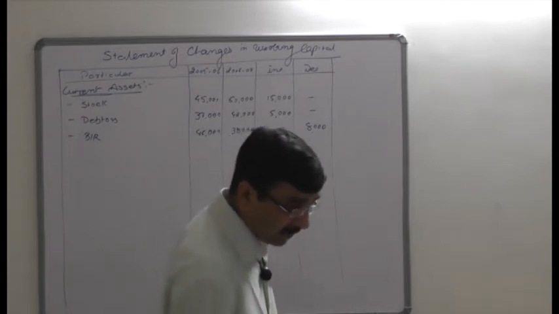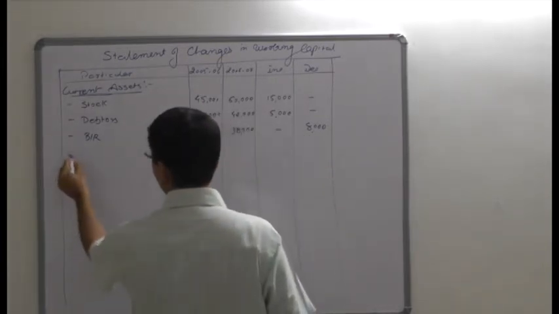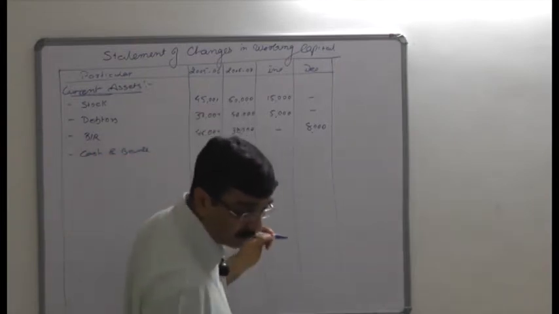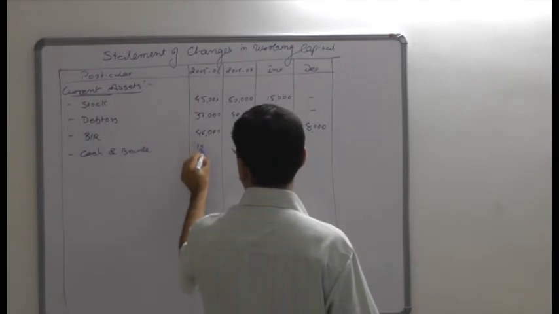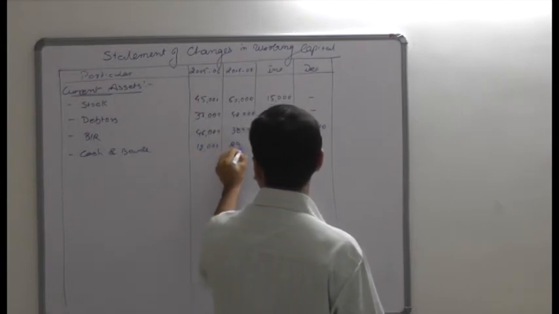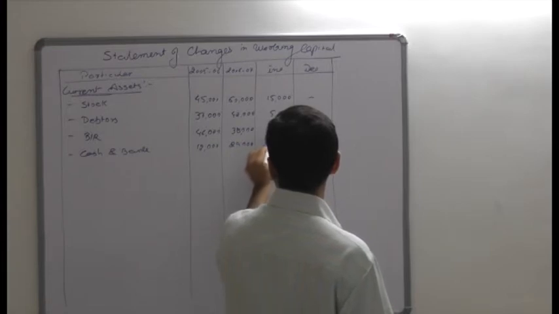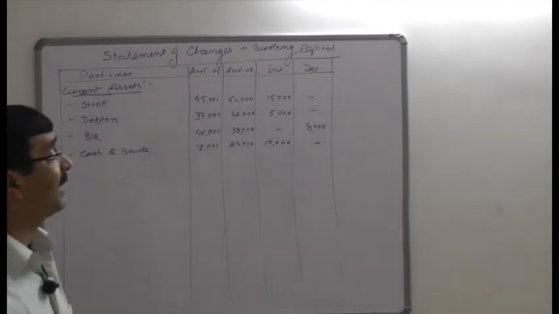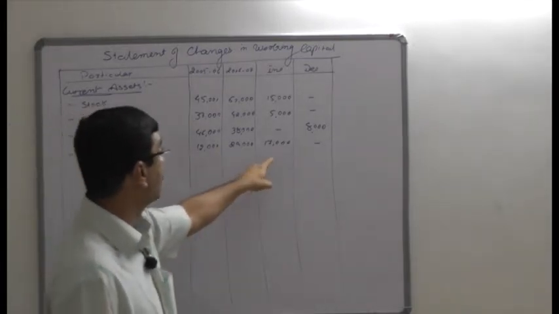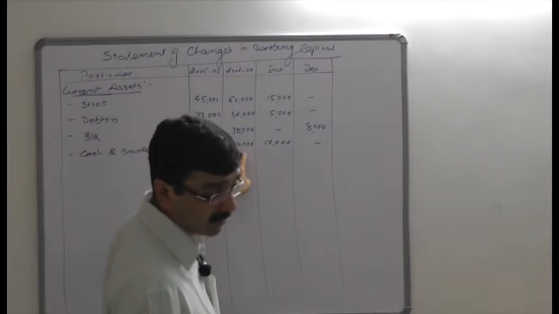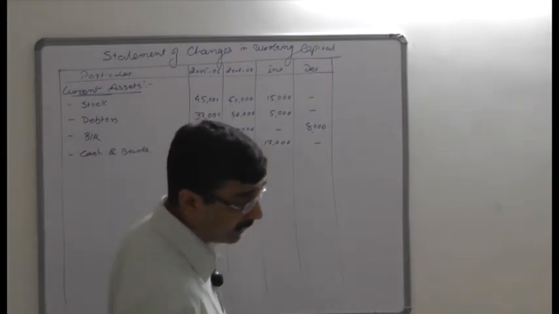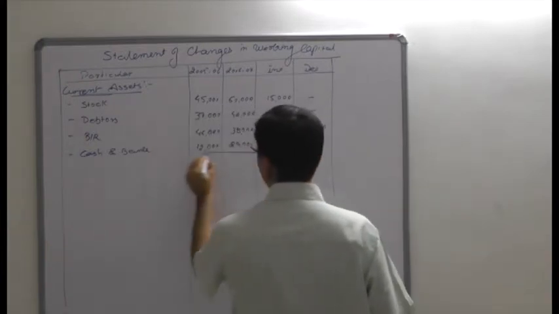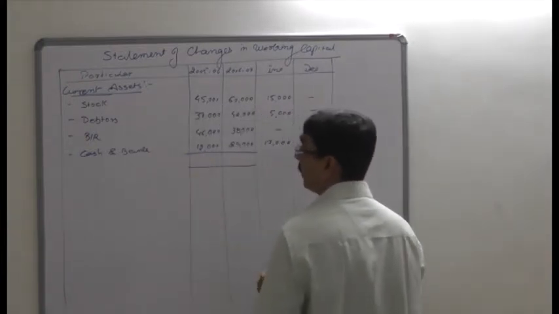Next, after bills receivable, is cash and bank. Cash and bank last year is 12,000, and the current year is 29,000. Again it shows the last year is lower than the current year and the difference is 17,000, which represents an increase in working capital because the current year current assets are higher than the last year. Then the next is preliminary expenses. Preliminary expenses are not at all part of current assets.